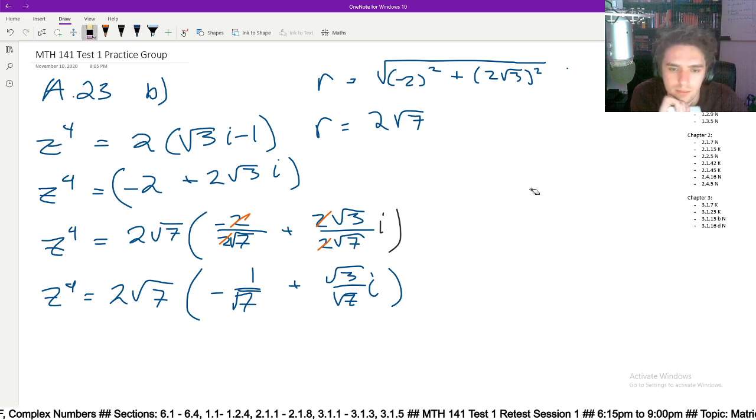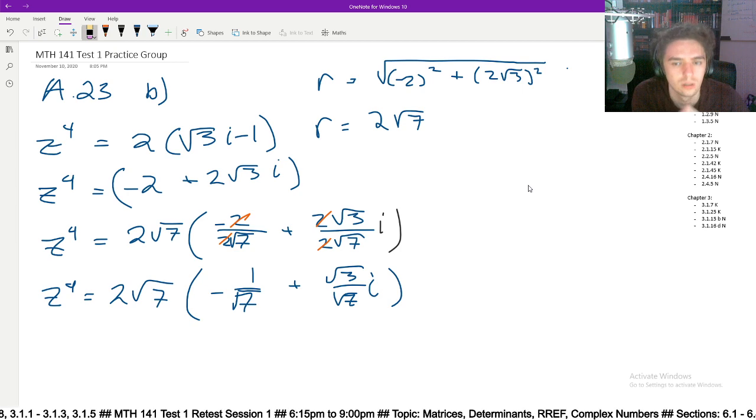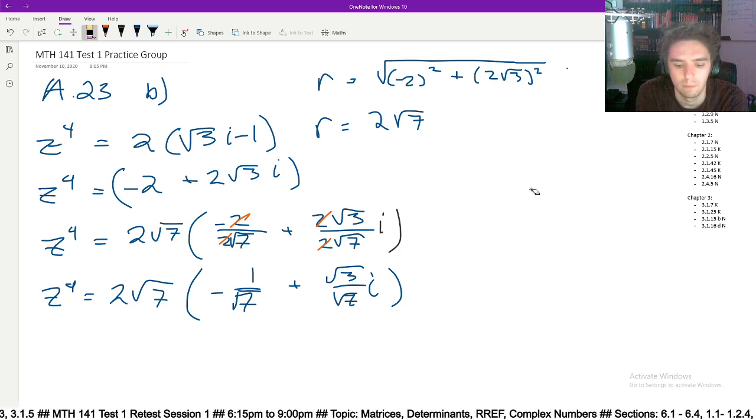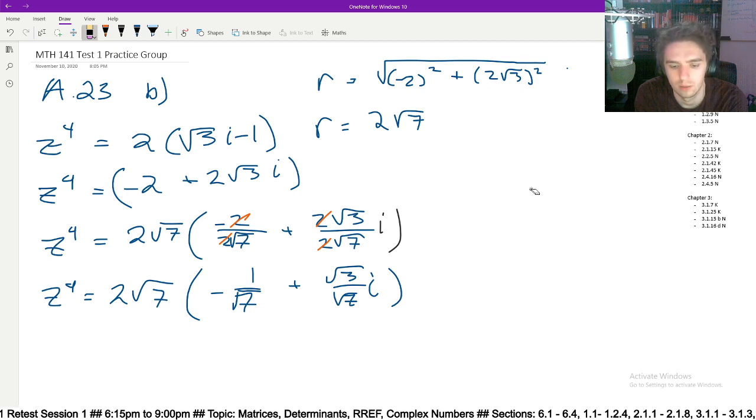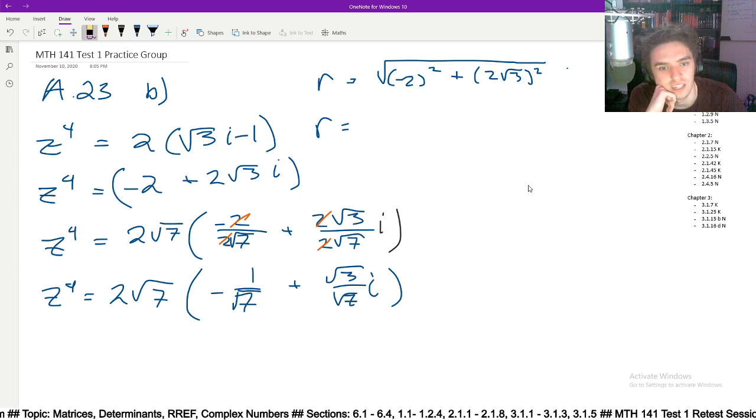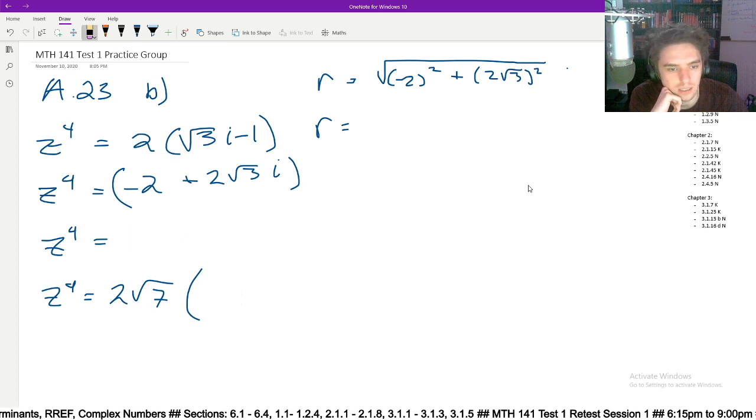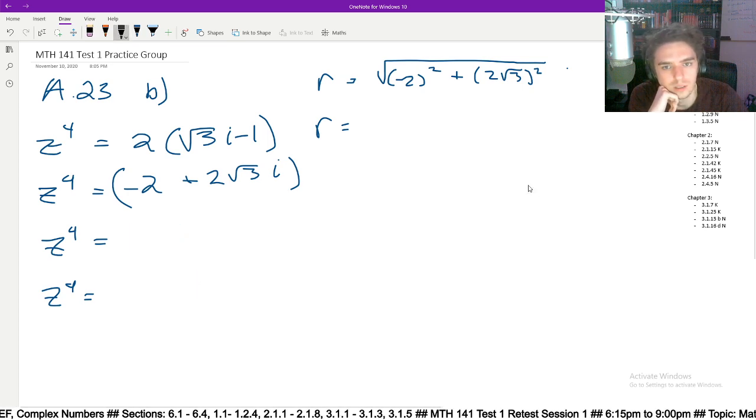I think R is 4. Yeah, it might be, but how did you get that? 2 squared and root 3 squared is 12, and 2 squared is 4. So it's root 16. Yes, it is 4. I don't know, I must have just punched into my calculator wrong before. Somehow I got 2 root 7. Maybe I missed a square on the first time I did it. Yeah. Thank you. So this is just equal to 4.